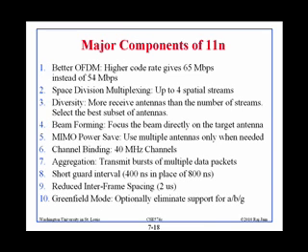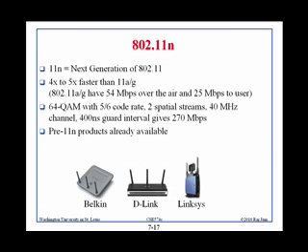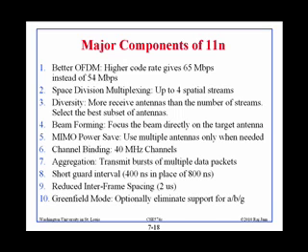And the major components, so these are the 10 major things that the 11N does. First thing it does is better OFDM. Better OFDM, which means the QAM 64 coding, and it gives 65 megabits instead of 54 megabits. Higher code rate. So that was the business of 5/6. Code rate of 5/6. Previously we probably did 2/3, now we are doing 5/6. So that gives you better than 54.